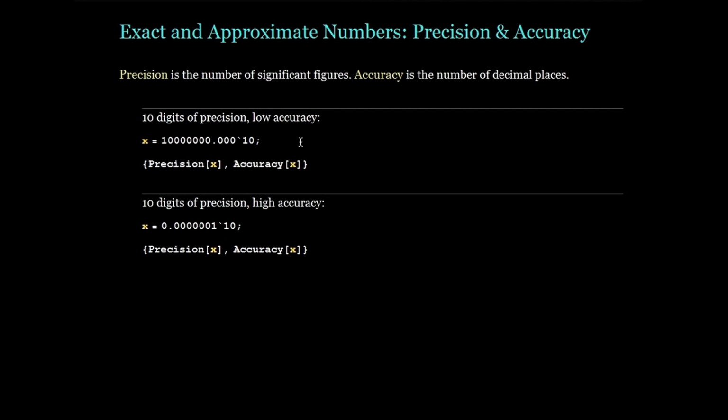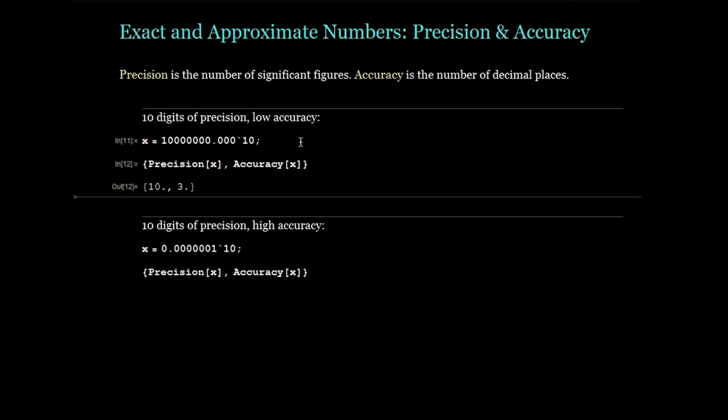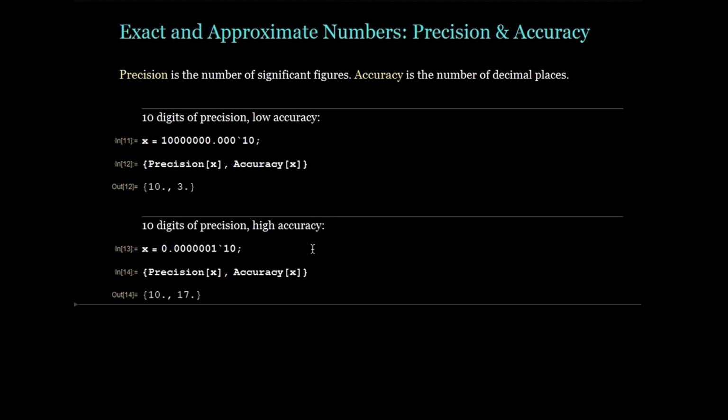Here, a large number known to precision 10 is only known to accuracy 3. This is effectively because most of the known correct digits are to the left of the decimal point. Only 3 digits are known correct to the right of the decimal point. Here we have the opposite situation, in which a small number known to precision 10 is therefore known to a very high accuracy. This is because a relative error of 10 to the minus 10, taken relative to a small number, like 10 to the minus 7, implies an absolute error of just 10 to the minus 17.